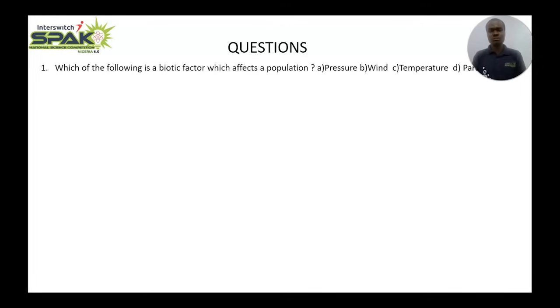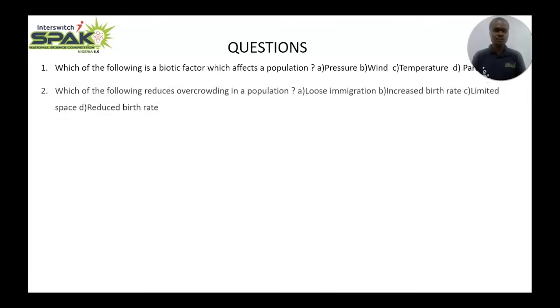A, pressure. B, wind. C, temperature. D, parasite. Pressure, wind, and temperature are non-living, but when you come to parasites, they are organisms that live inside the body of another organism, so they are a living factor.